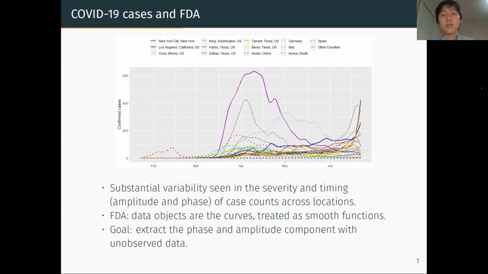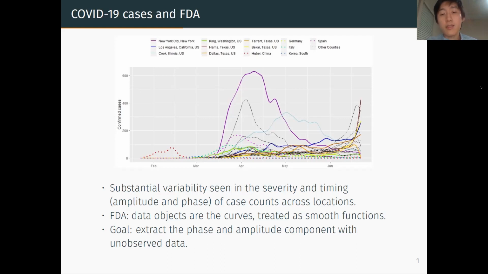look. Mainly, there are two sources of variability that arise: the amplitude, which has to do with the vertical heights or severity of the peaks, and phase, which has to do with the timing or horizontal shifts of these peaks. Now, using functional data analysis, we can treat each curve as its own data object and treat it as a smooth function. That way, we can extract the amplitude and phase components. And by doing so, this allows us to model and better visualize these curves.